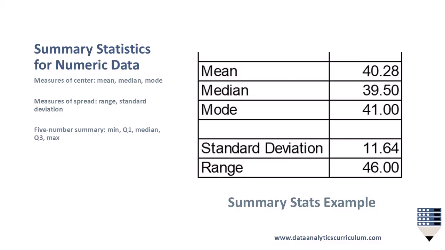Summary statistics for numeric data. Next, summary statistics provide a quick overview of numeric variables. They include measures of center, such as mean, median, and mode, and measures of spread, such as range and standard deviation. You might also see a 5-number summary. The minimum, first quartile, median, third quartile, and maximum. Together, these give a clear snapshot of how your data is distributed.